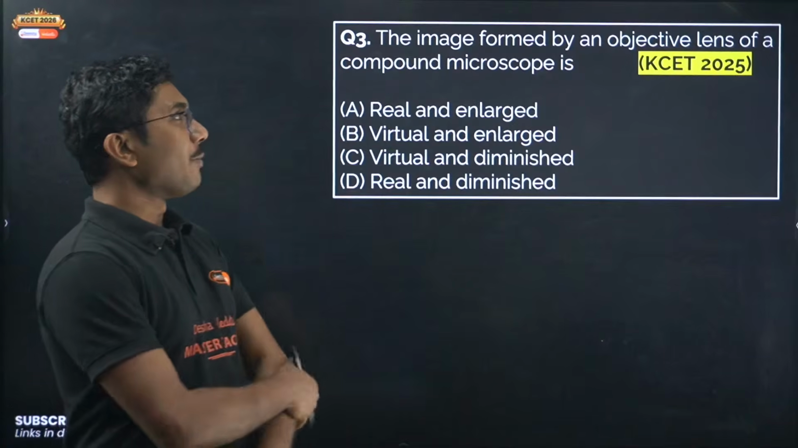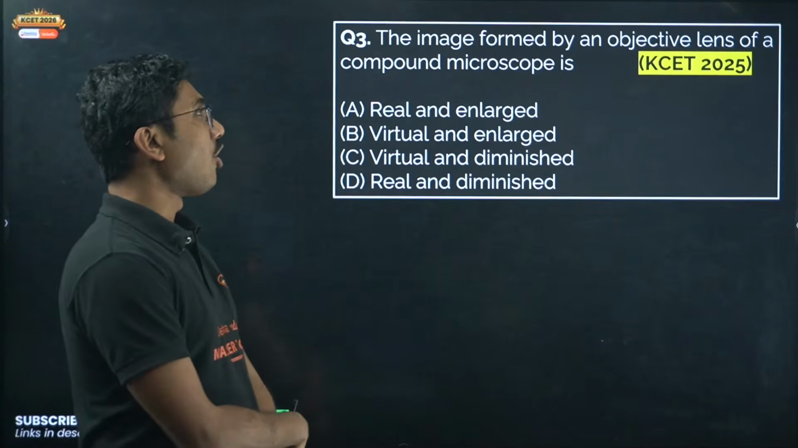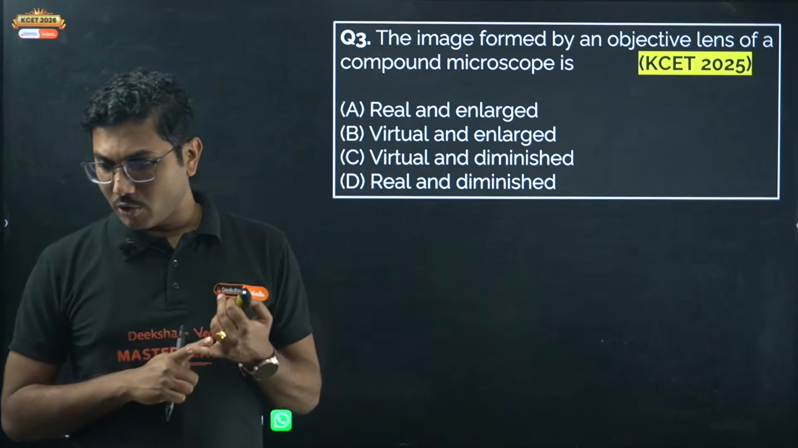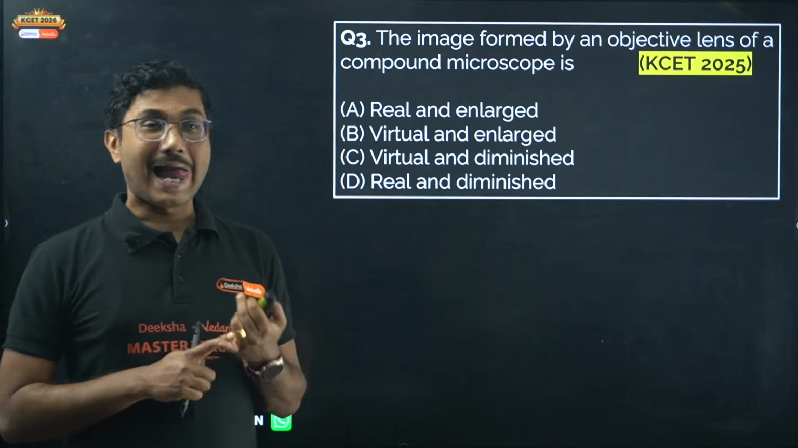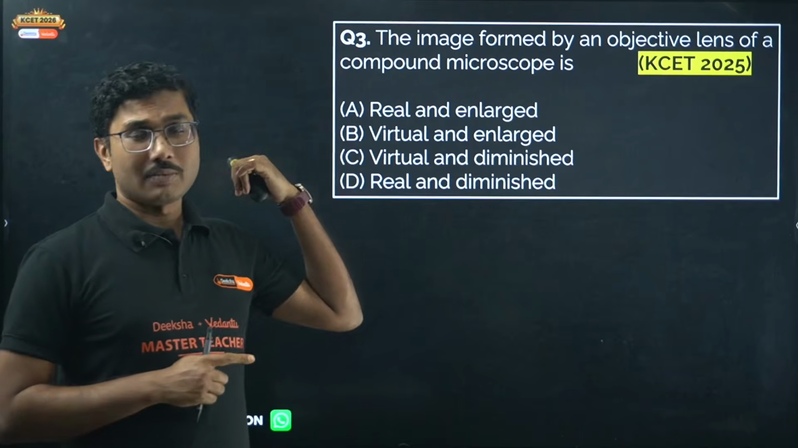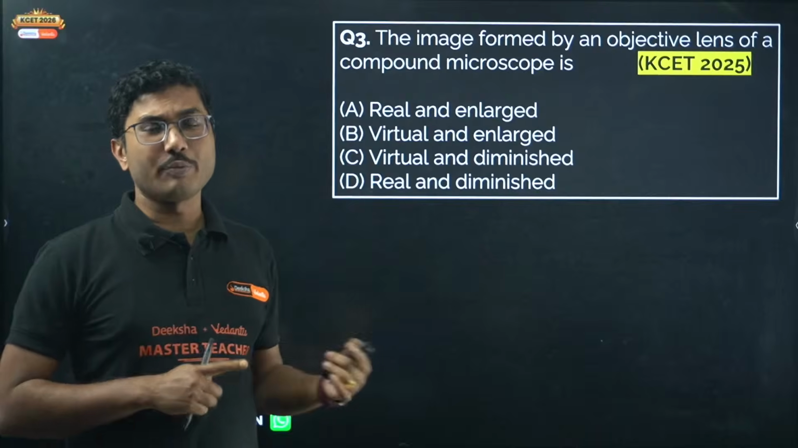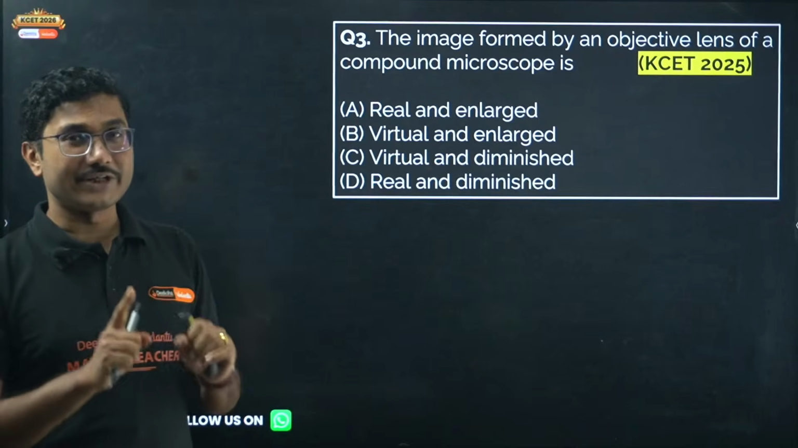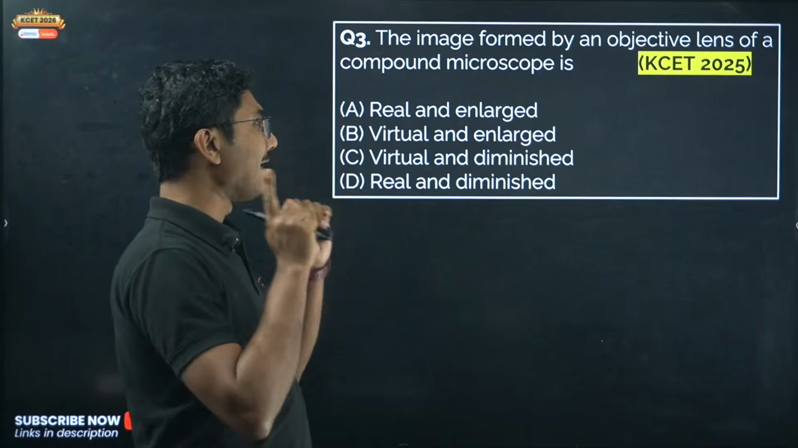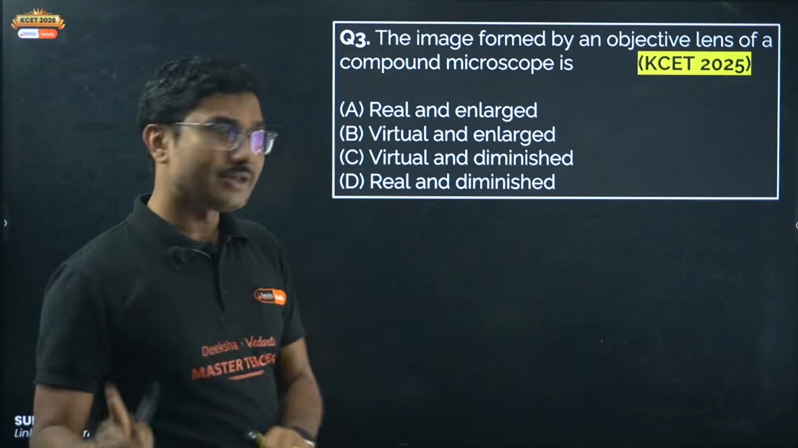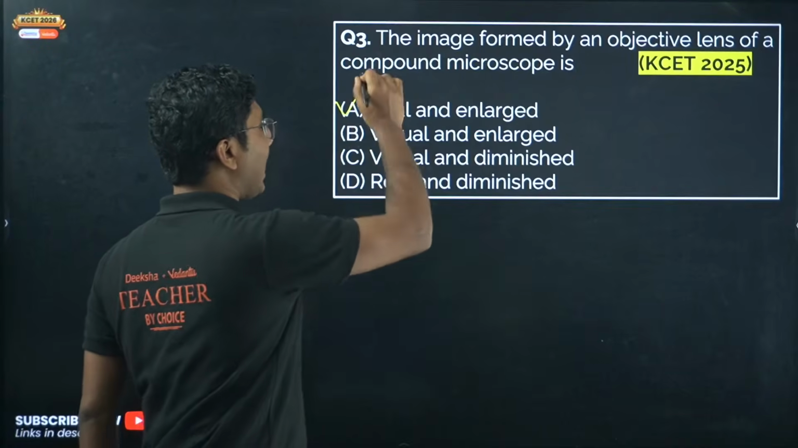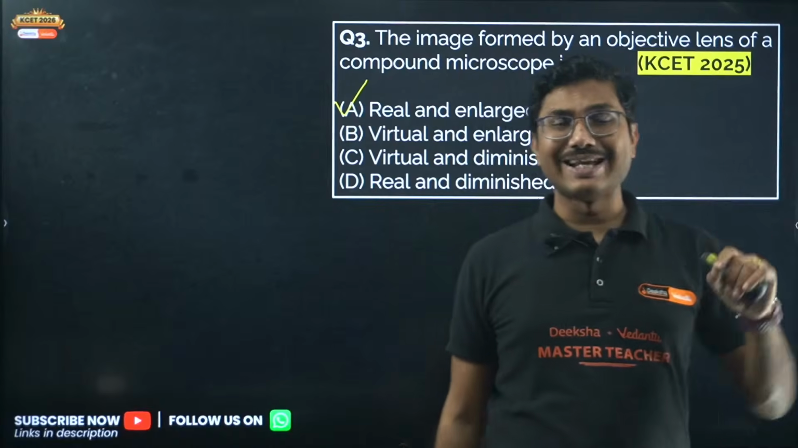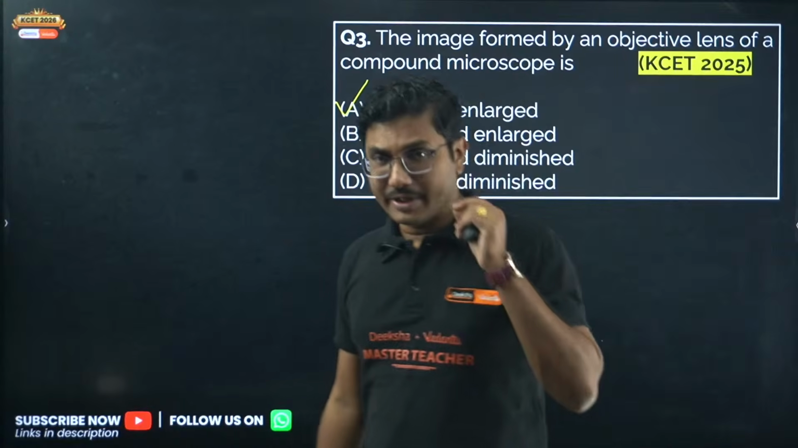The image formed by the objective lens of a compound microscope. Be it microscope, be it telescope, the objective lens always forms a real and inverted image. Real and enlarged image, here it is given real and enlarged. So the objective lens will always form a real, enlarged and inverted image.